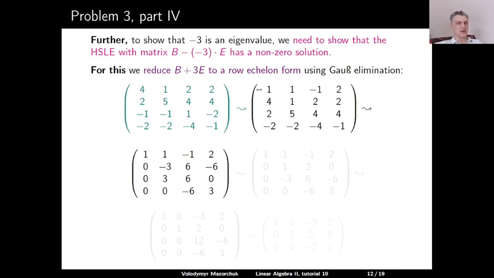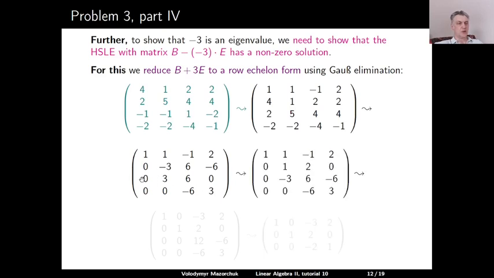So we multiply row 1 with -4 and add to row 2. We multiply row 1 with -2 and add to row 3. We multiply row 1 with 2 and add to row 4. So row 1 remains the same, and the rest of the matrix becomes 0, -3, 6, -6, 0, 3, 6, 0, 0, 0, -6, 3.